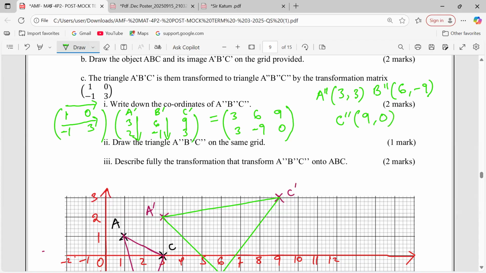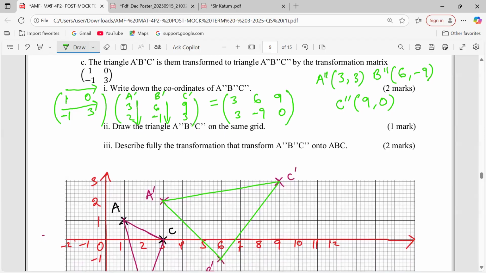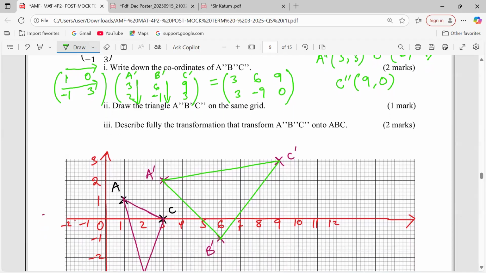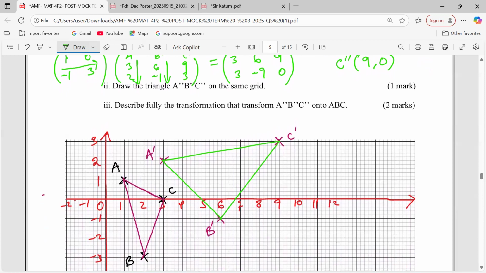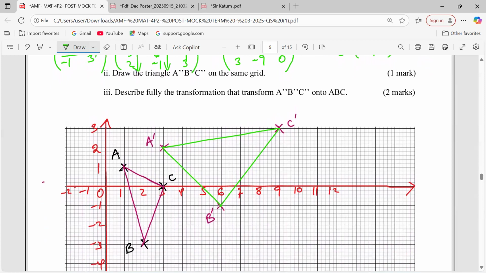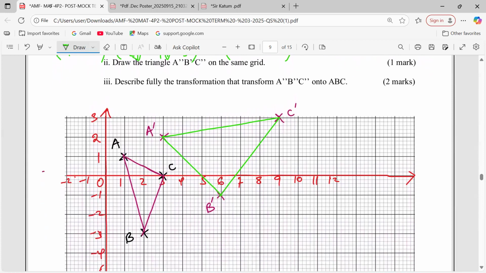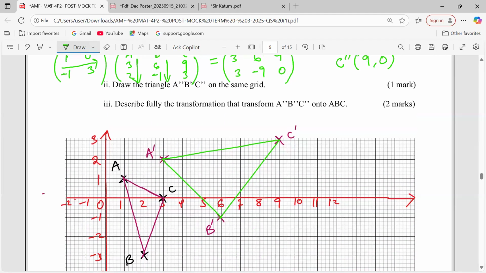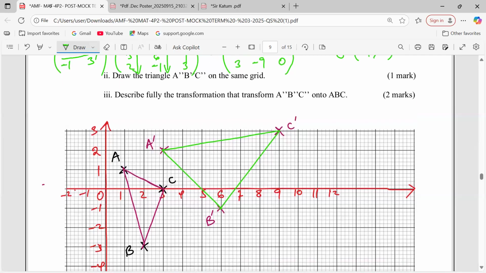So with this, the coordinates have already been listed. We can check what part 2 demands. Draw the triangle A double prime, B double prime, C double prime on the same grid, then describe the matrix that transforms the double prime back to the original image.